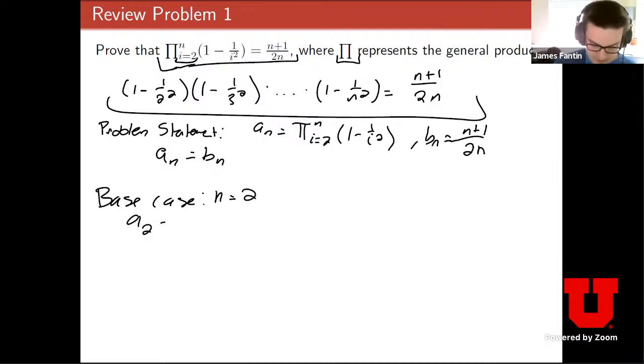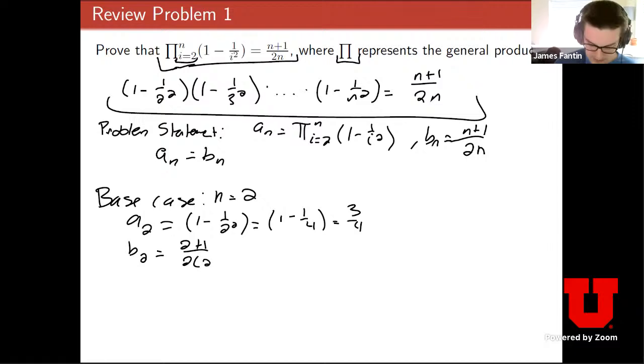So then A sub 2 is just equal to 1 minus 1 over 2 squared, which is equal to 1 minus 1 over 4, which is 3/4. And B sub 2 is 2 plus 1 over 2 times 2, which is equal to 3/4. So A sub 2 is equal to B sub 2. So our base case is proven.